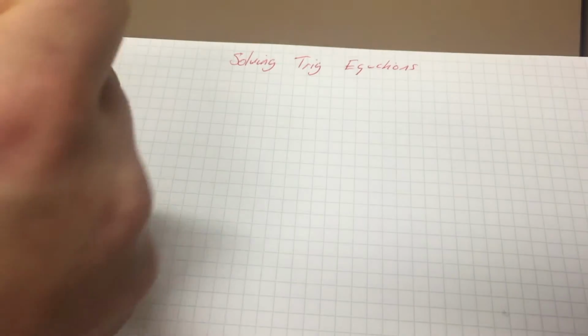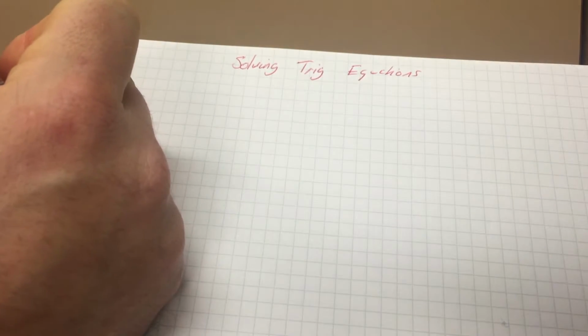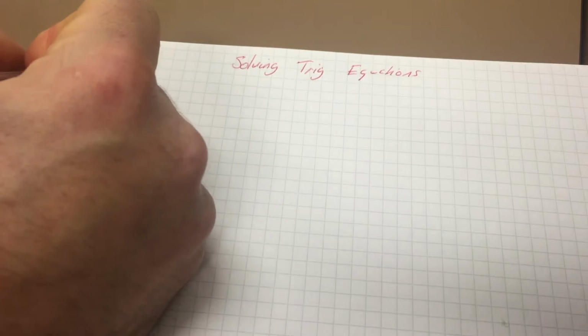Okay, here's the basics, a little bit more. This time we're going to bring in the trig functions. So the trig functions are sine, cos, and tan. So let's keep it simple.